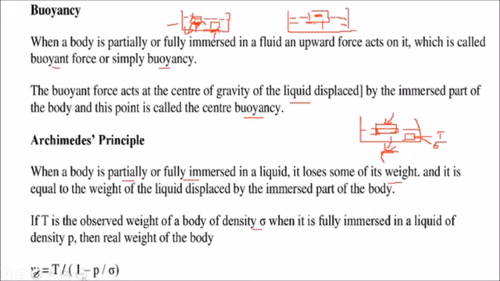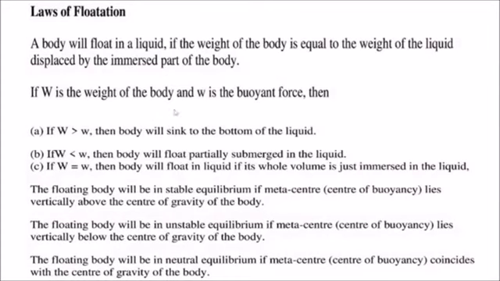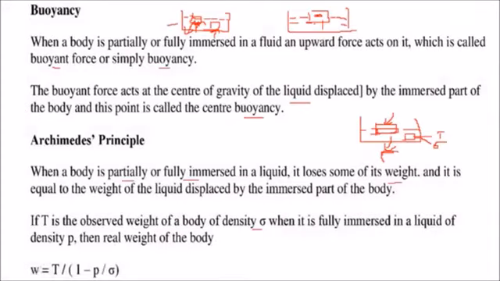the real weight would be W equal to T divided by 1 minus rho by sigma. Here sigma is the density of the body, and rho is the density of the liquid in which it is immersed, and T is of course the observed weight. So the real weight would be given by this relationship.